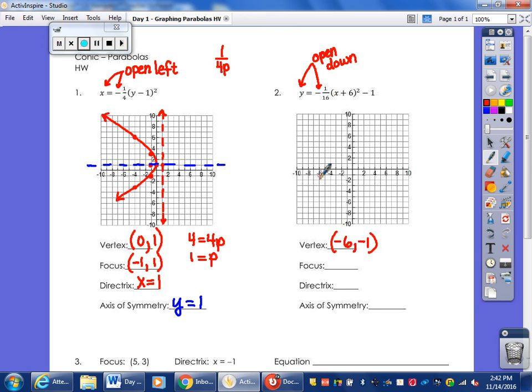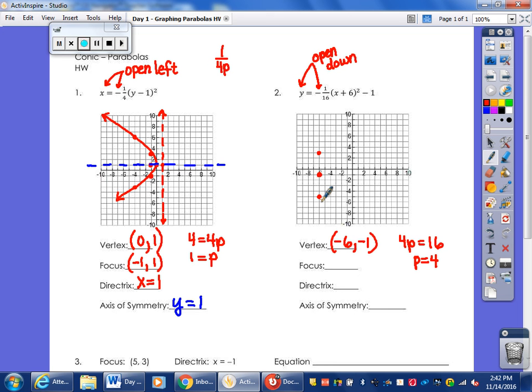So I'm going to go ahead and plot that. That's our vertex. Okay. Now we have to find our p-value to be able to figure out how far away the focus and the directrix is. So we're going to take 4p and set it equal to 16, which makes my p-value equal to 4. So 4 units behind and 4 units in front is where our focus and directrix is.